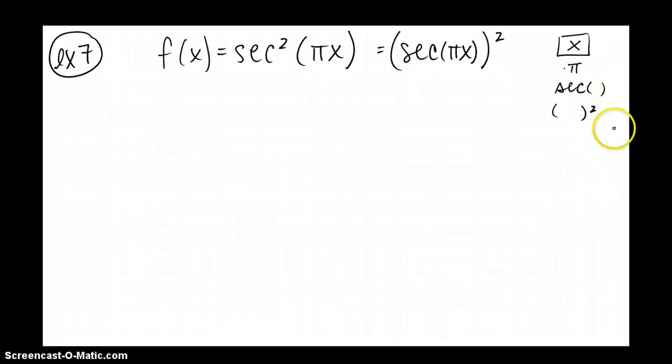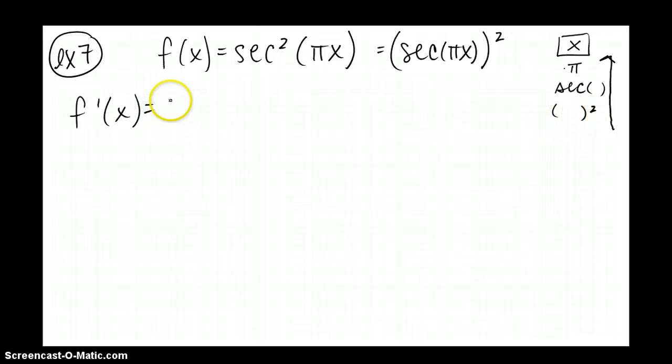So when I derive, I have to work from the outside in. So I work towards the x. So the derivative of something being squared, 2 times that something to the first power. Okay, what was the inside of the function? Secant of pi x. So we derived that.